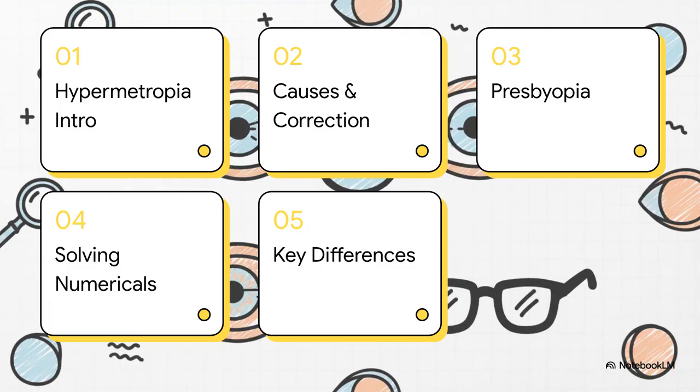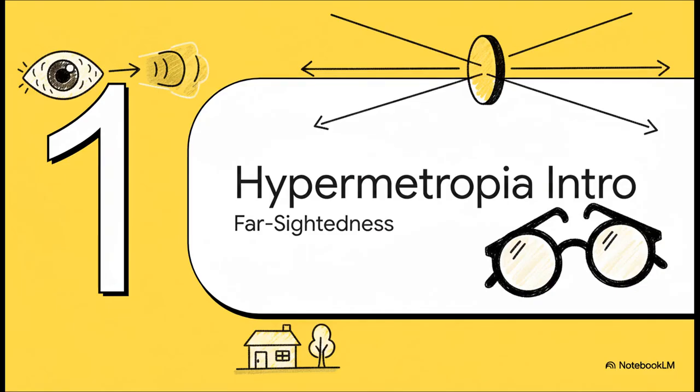So here's what we'll be covering today. First, we will introduce hypermetropia. Then, we'll look at its causes and how to correct it. After that, we'll move on to presbyopia, which is an age-related defect. I'll also give you some very important tips for solving numericals, for your exams. And finally, we'll summarize the key differences between the two. All right? Let's begin. Okay, so our first section, introducing hypermetropia.